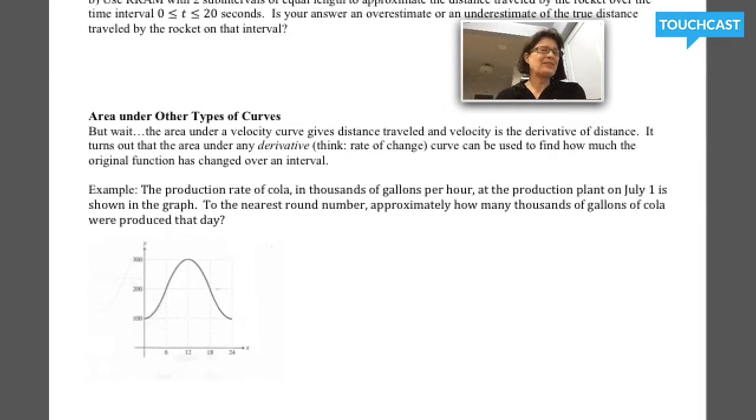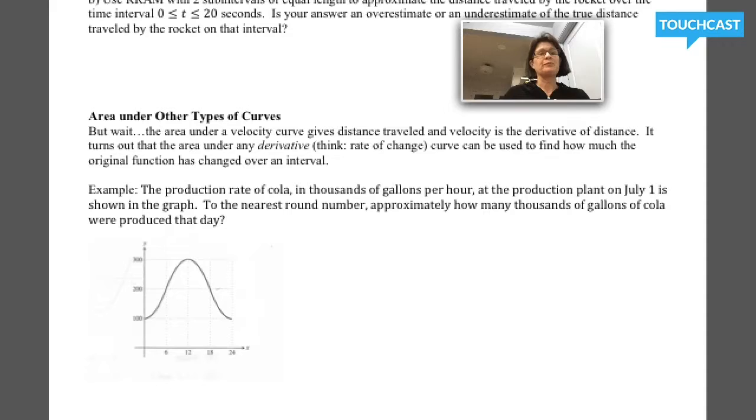So we have to understand what we mean by original function. If position's derivative is velocity, then I can find the area under the velocity curve to find the change in position. So another way to think of derivative is rate of change.